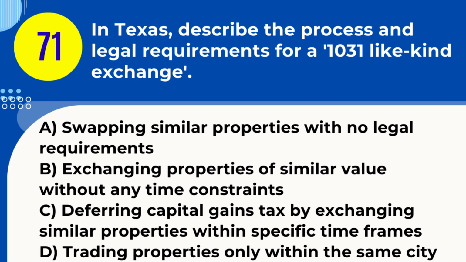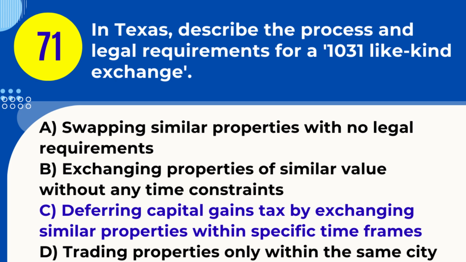Question 71. In Texas, describe the process and legal requirements for a 1031 like-kind exchange. A. Swapping similar properties with no legal requirements. B. Exchanging properties of similar value without any time constraints. C. Deferring capital gains tax by exchanging similar properties within specific time frames. D. Trading properties only within the same city.